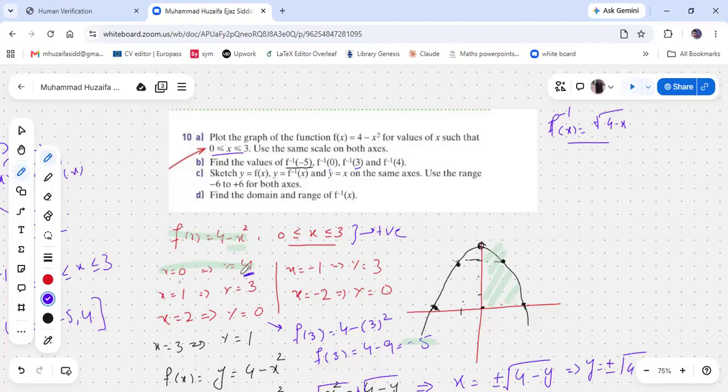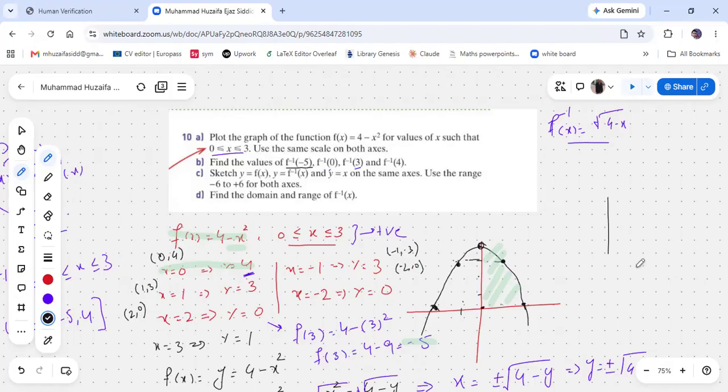Here, when we put x equal to 0, we get y equal to 4. This x is our input and y is our output. So in ordered pair format, we write x and y: 0 and 4. This is 1 and 3. This is 2 and 0. This is minus 1 and 3, and this is minus 2 and 0.